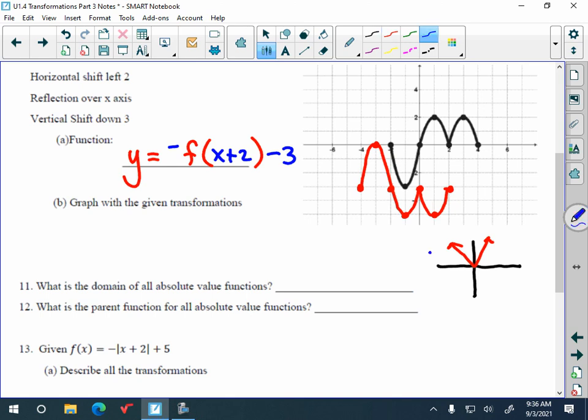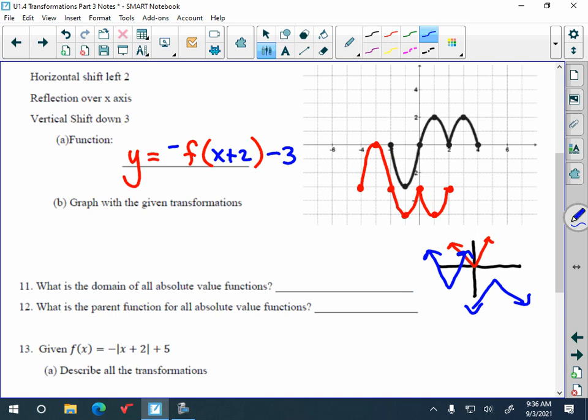Well, what if I move it? Let's say I move it over here. It's still negative infinity to positive infinity. Well, what if I flip it and move it over here? It's still negative infinity to positive infinity. So it doesn't matter where it gets moved, the domain will always be the same. The range will change, but the domain won't.